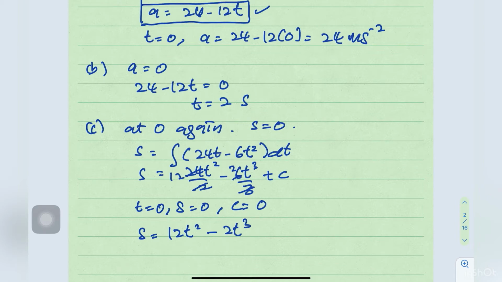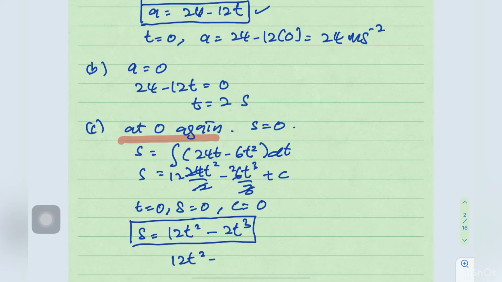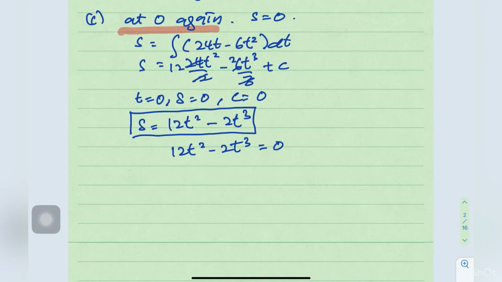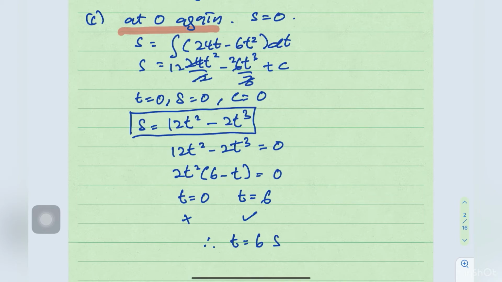Okay, so this is the function of displacement. At O again, S equals 0. So 12t squared minus 2t cubed equals 0. This is a quadratic equation, so we need to factorize to solve. So 2t squared (6 minus t) equals 0. Then t equals 0 or t equals 6. Since it is at O again, we need to choose t equals 6 seconds.